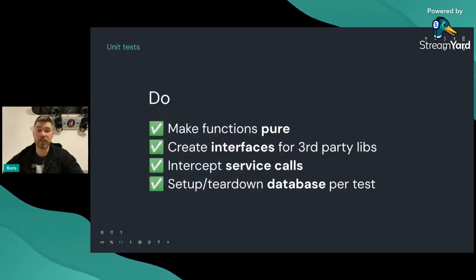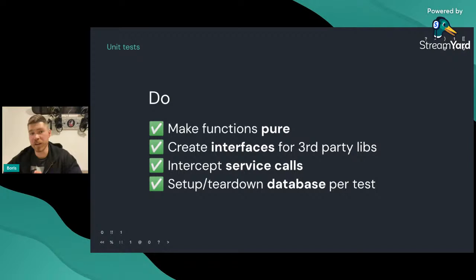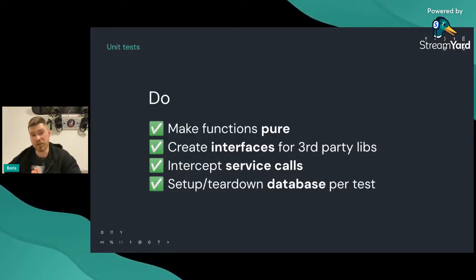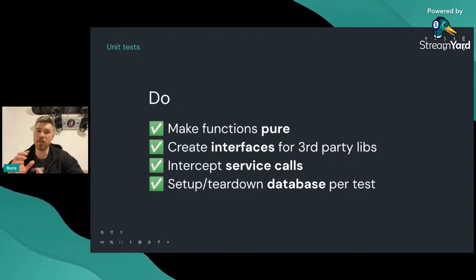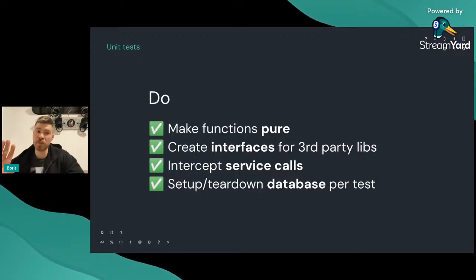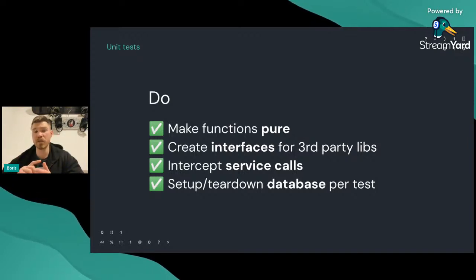So for unit tests, write your functions as pure as possible. These are very easy to test. Create interfaces for libraries that you cannot call directly in unit tests. You just put them behind an interface. Don't mock these. Put them behind an interface and check that interfaces are interacted with as you want them to.